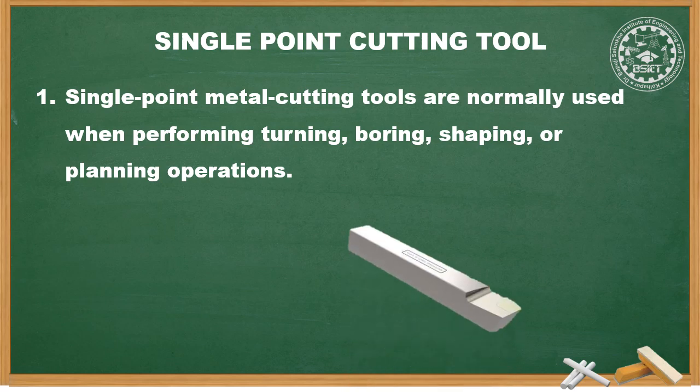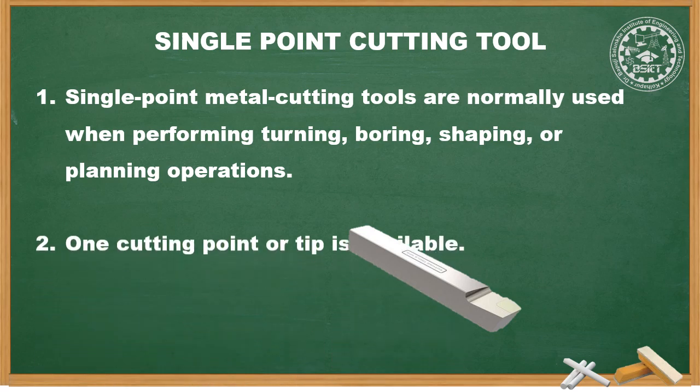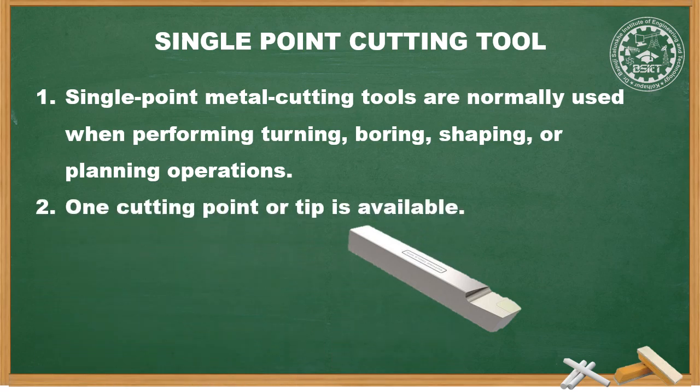As shown in the figure, a single point cutting tool is used in a lathe machine and is usually made of different materials. The figure shows a single point cutting tool made of HSS material in which only a single point is sharpened so as to perform the metal cutting process. As the name implies, one cutting point or tip is available, as shown in the figure.